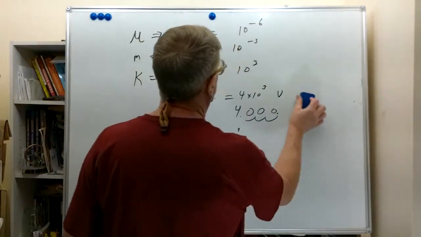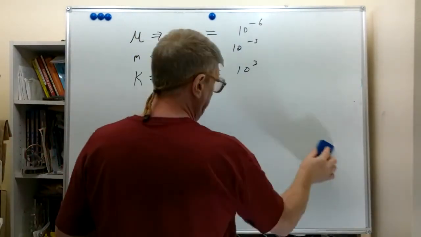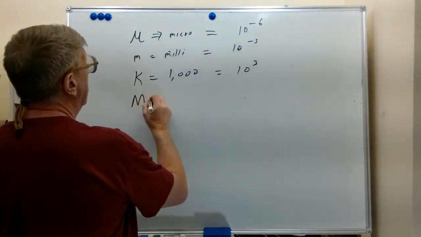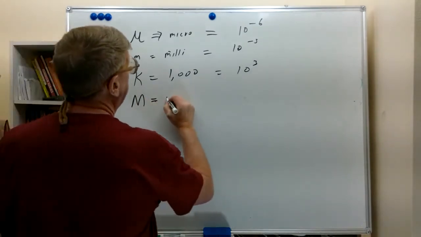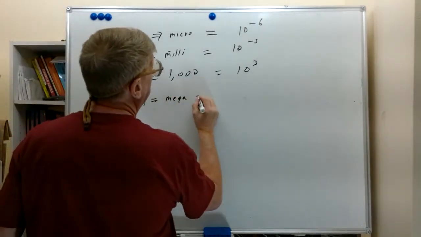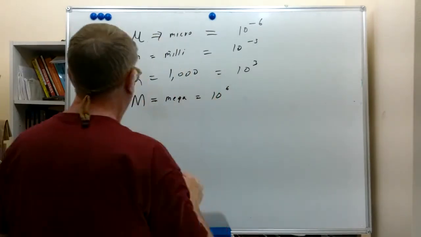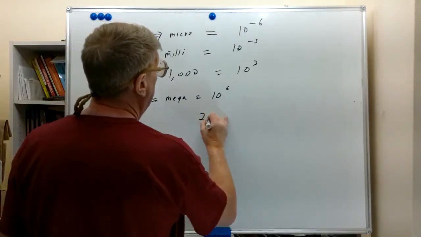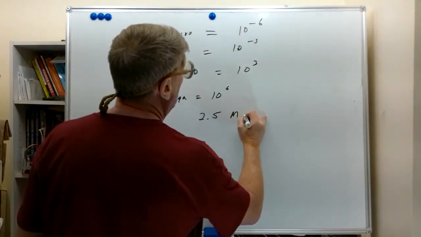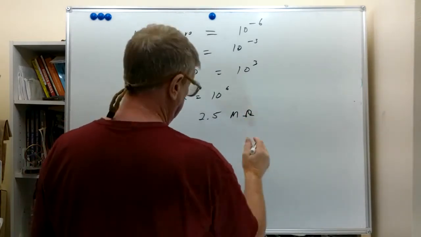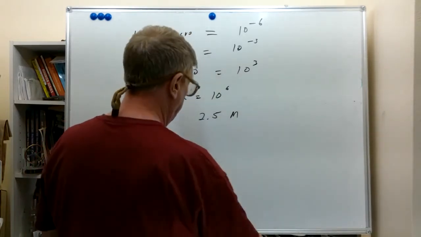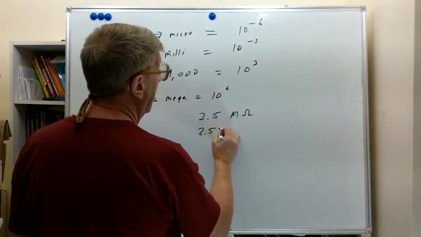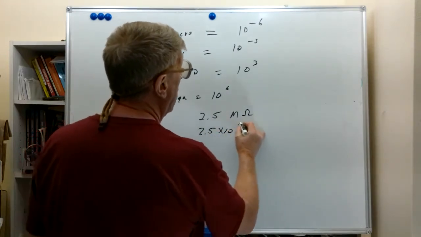The idea of this is to give you more practical values to use. We're going to go one more. The big M, as opposed to the little m, equals mega, which is basically 10 to the 6th. So if I have 2.5 meg ohms, that will be 2.5 times 10 to the 6th ohms.